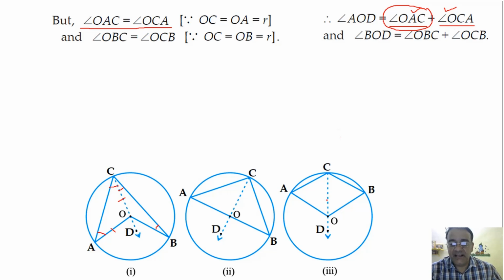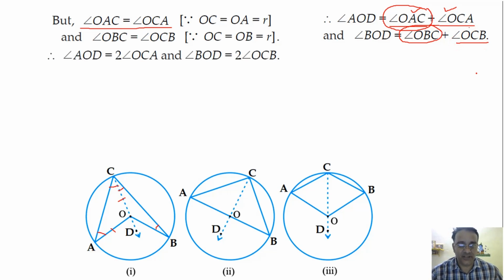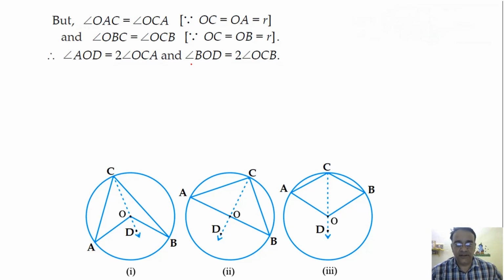Similarly, angle BOD जो है angle OBC plus angle OCB है. And what we will do, we will replace angle OBC by angle OCB. So वो भी 2 times हो जाएगा. So we'll get angle AOD is equal to 2 times angle OCA. Angle BOD is equal to 2 times angle OCB. Whether this is clear? Yes, sir.